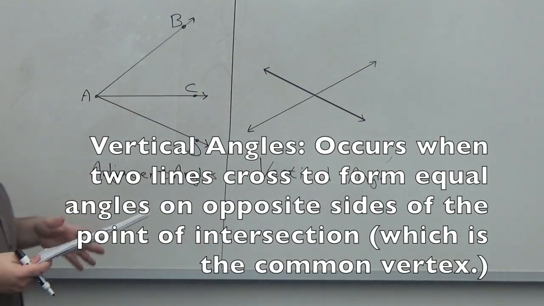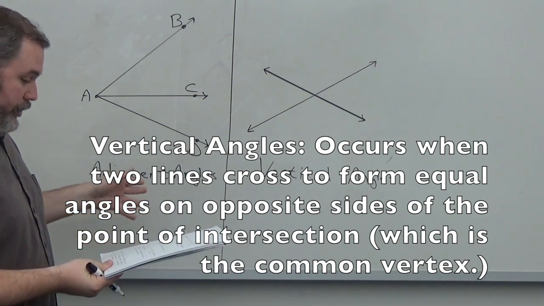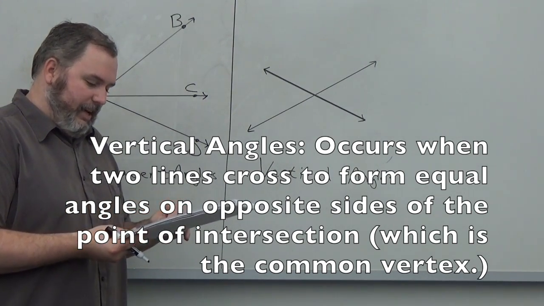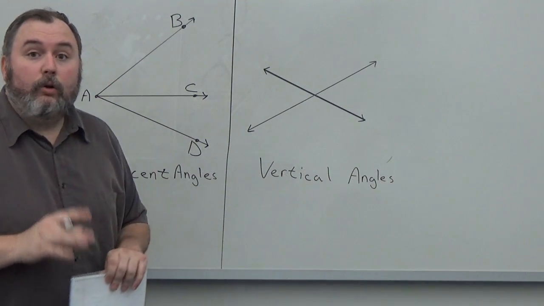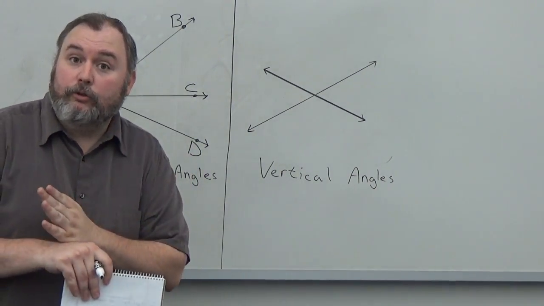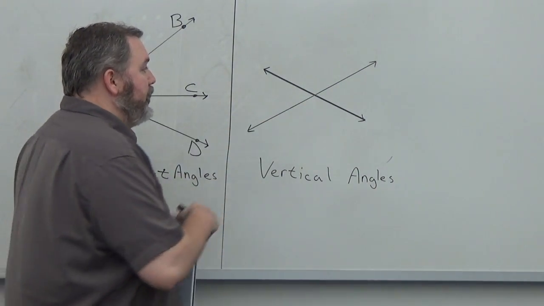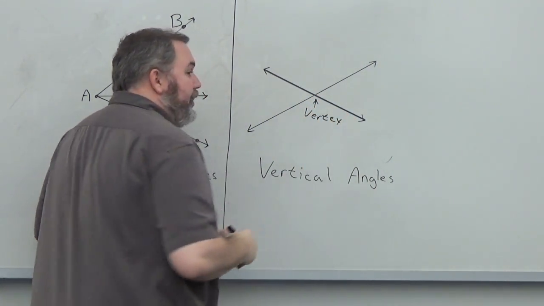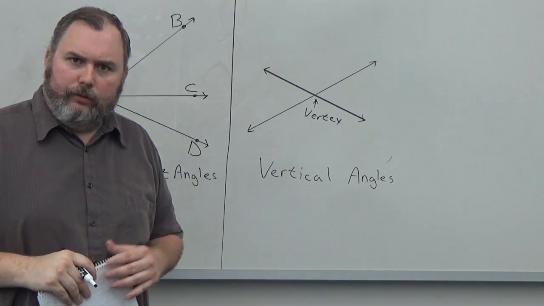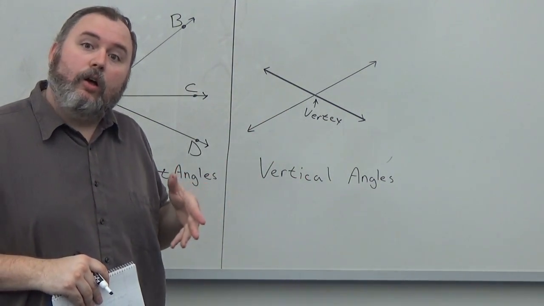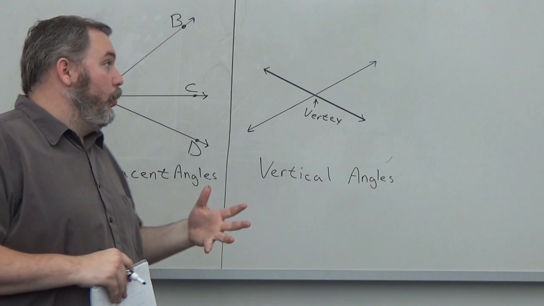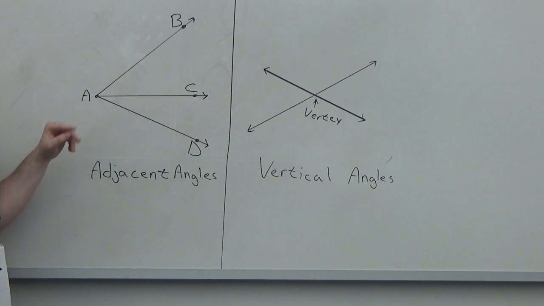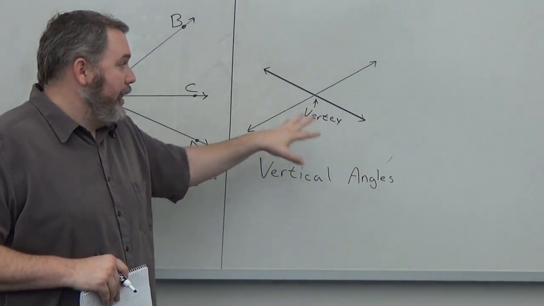Now, vertical angles, I'm going to give you the definition here, occur when two lines cross to form equal angles on opposite sides of the point of the intersection, which is the common vertex. Long story short, you have two lines, they've crossed one another. Where they cross, this is our vertex. Okay? This is why we call them vertical angles, not because they're vertical of one another, but because they share the same vertex. Whereas adjacent angles share the same side and the vertex actually. This one, they just share the same vertex.